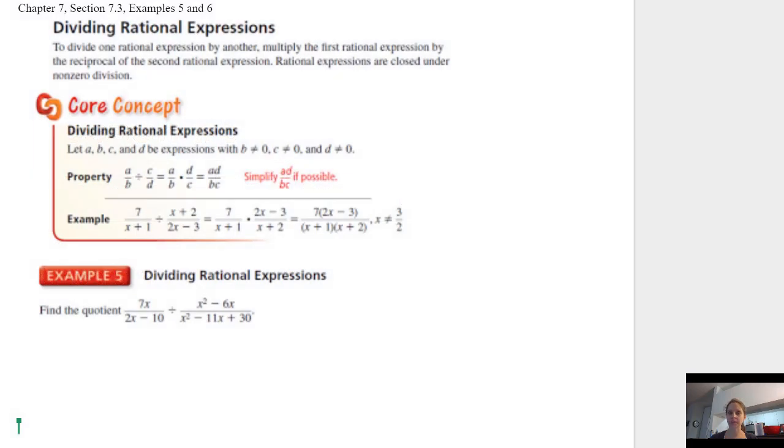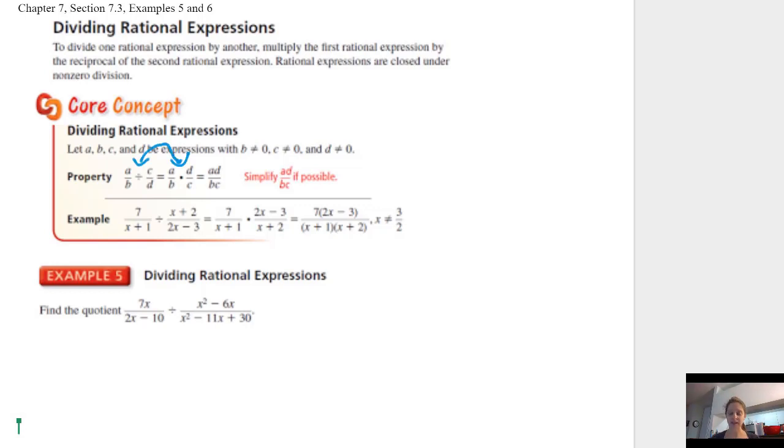To divide one rational expression by another, multiply the first rational expression by the reciprocal of the second rational expression. Rational expressions are closed under non-zero division. Here's the new piece that we are adding. We are beginning today with division.